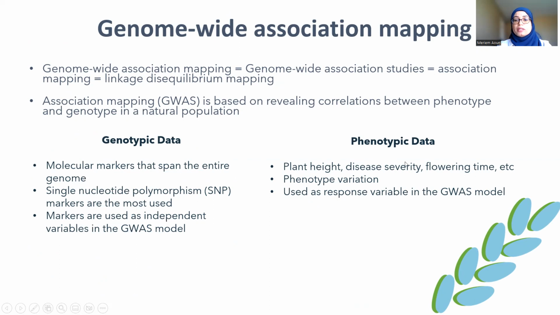The second component is phenotypic data, and here I am giving you example of traits. And the most important thing is to have phenotypic variation in your population for your trait of interest to be able to conduct any statistical analysis, including GWAS. And the phenotypic data is used as a response variable in the GWAS model.